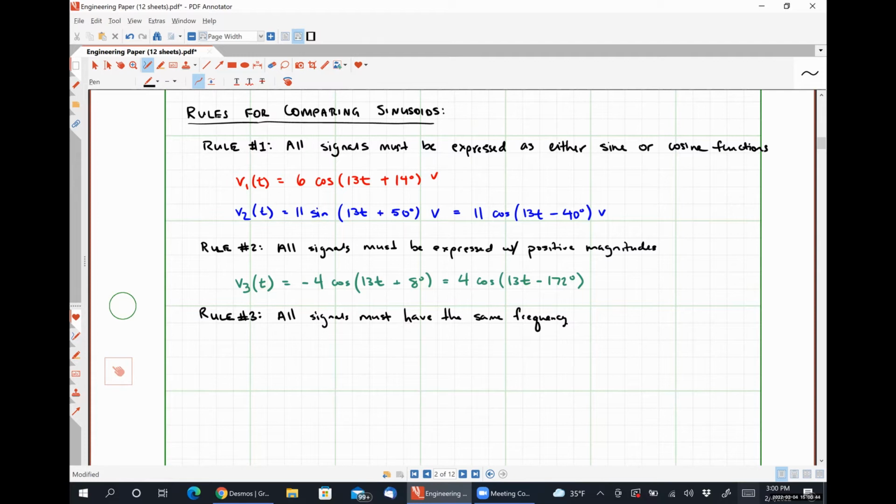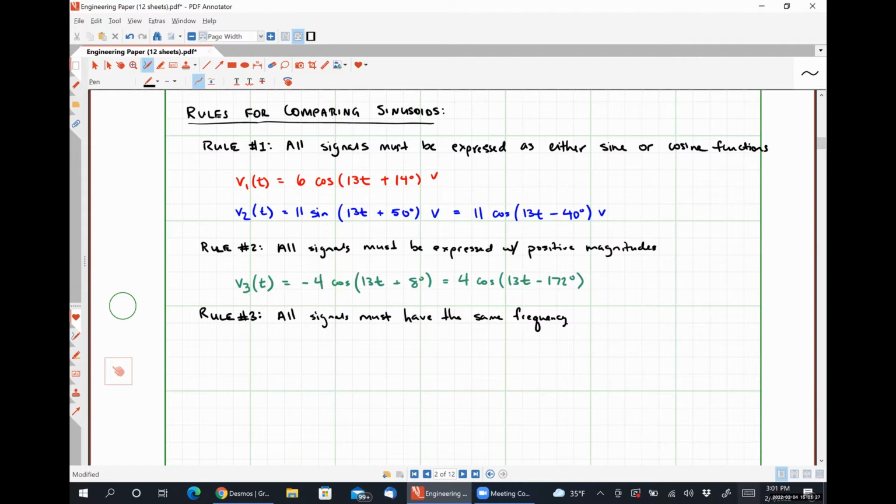So in all of these waveforms that I've described here, V1, V2, and V3, all of them have the same angular frequency of 13 radians per second. There is no trig identity to correct for signals that have different frequencies. We just cannot do that comparison at all. Okay. So what I want to talk about now is the comparisons that we are going to be doing as electrical engineers, which is usually just simply determining whether one particular signal leads or lags the other one.